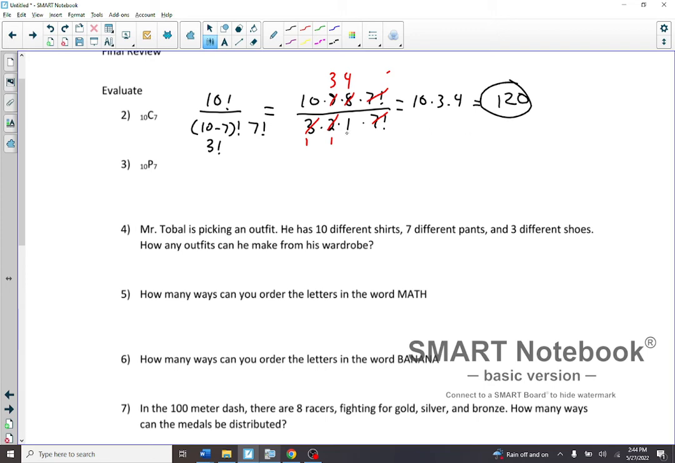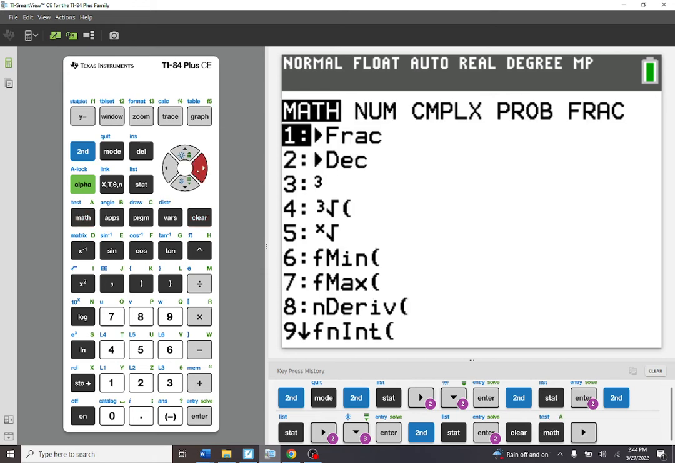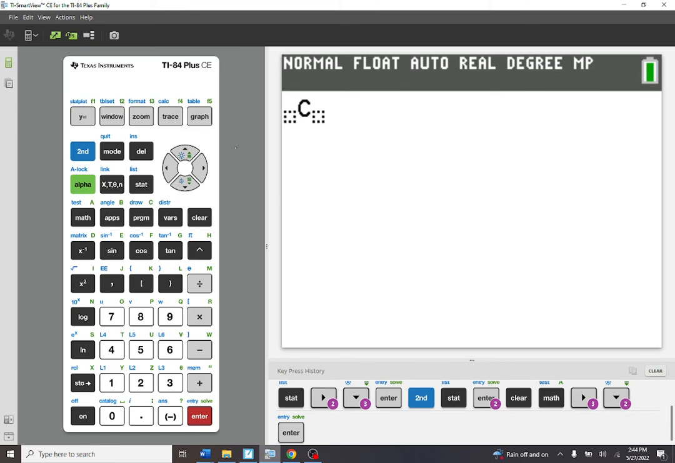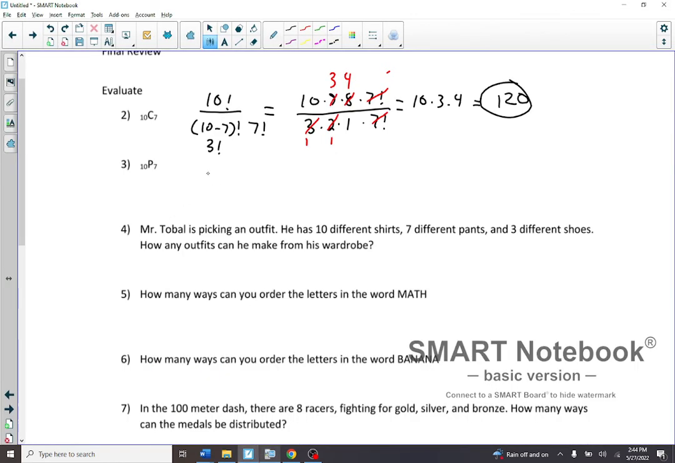That's useful, but we even have an easier way. Let's go back to the calculator. I'll clear the screen. In math, we have probability. So we go nCr. If you have an older version, make sure you put the first number first. So 10 and 7, hey, 120. That makes my life easier. For P, we could do the same thing.